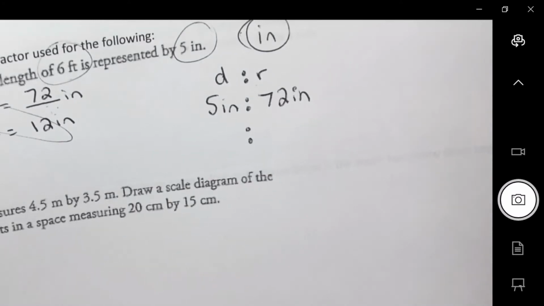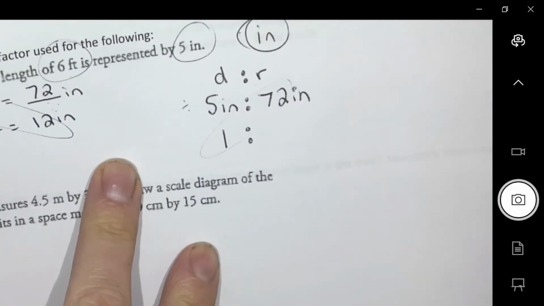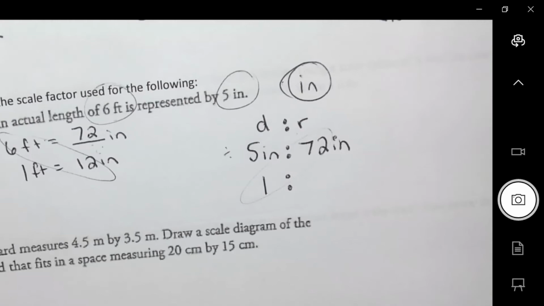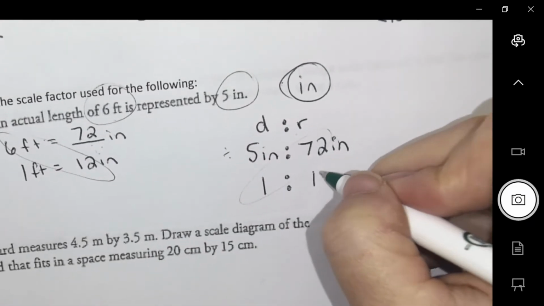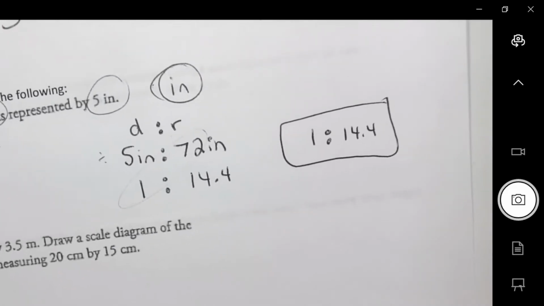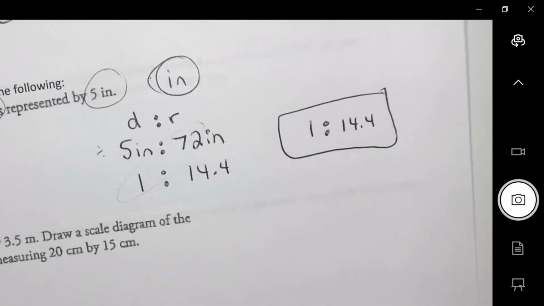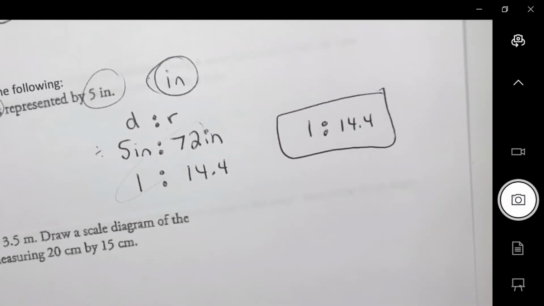Okay, I'm going to change one of these into a 1. Which one of them should I change? The 5. So every time, everything we're going to end up doing, we're setting up a cross multiply. Times, divide. Okay, so that's my scale, which means my real life object is 14.4 times bigger.